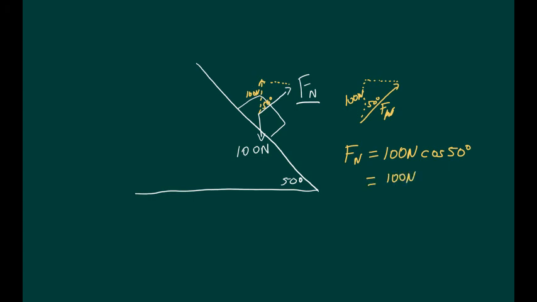And the cosine of 50 is 0.643 times 100. So my normal force, golly, this pen is not working at all, is 64.3 newtons. So make the triangle and then use the cosine of the angle.